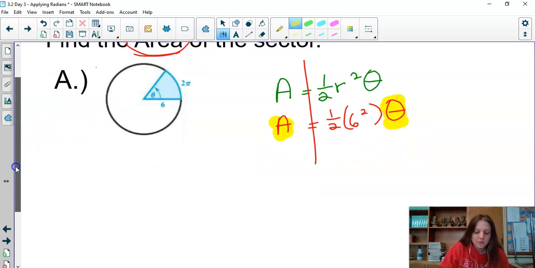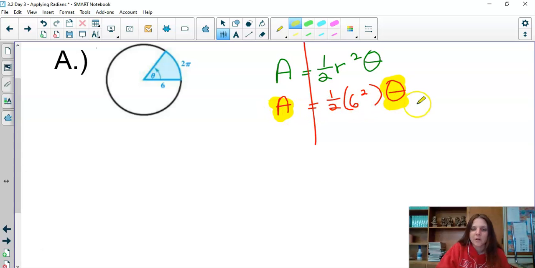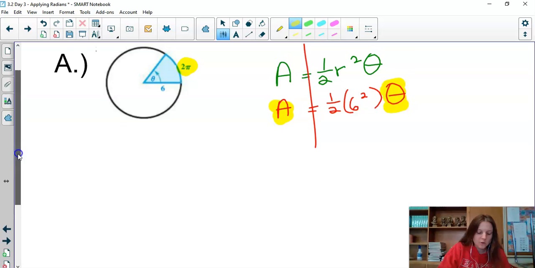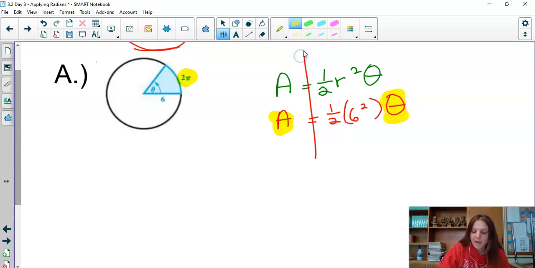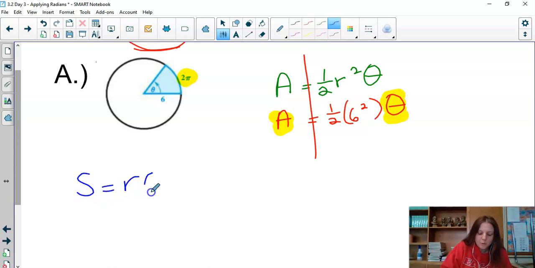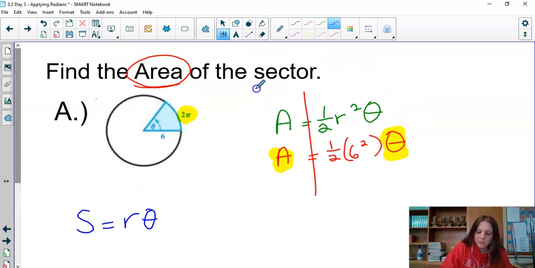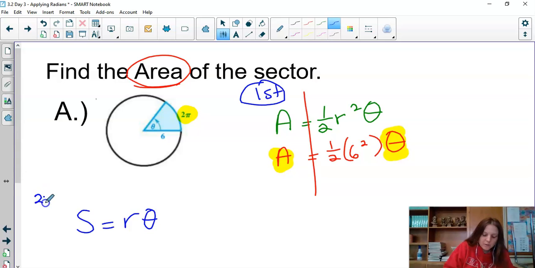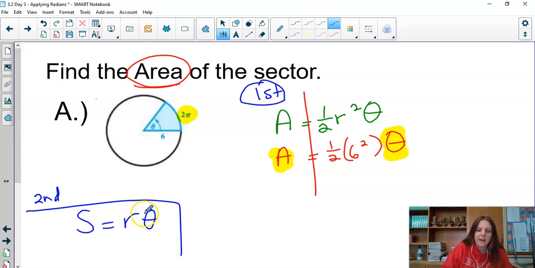In this particular example, I have two things that are unknown, but what I do know is I know this length. So we learned a formula last time we met, which gives you S equals R theta. If you know the arc length and the radius, you can then find the angle. So I would do this first to determine what is missing. Since I'm missing this angle, I can do this formula second, and that will help me find that angle measure.